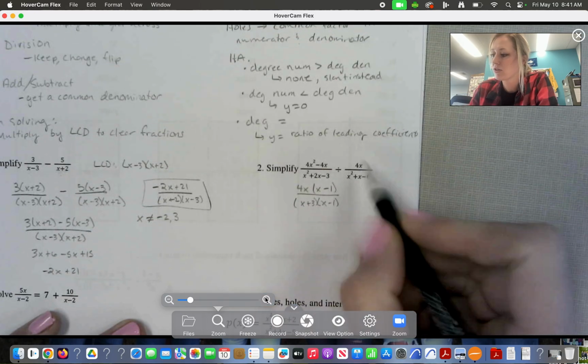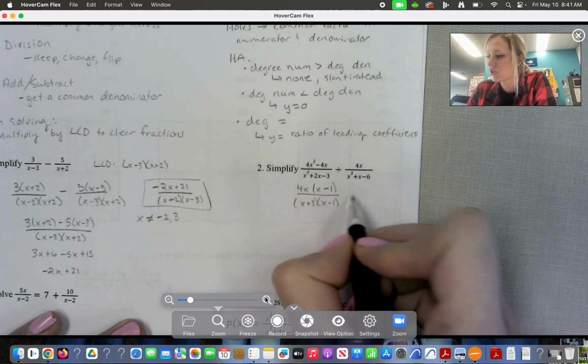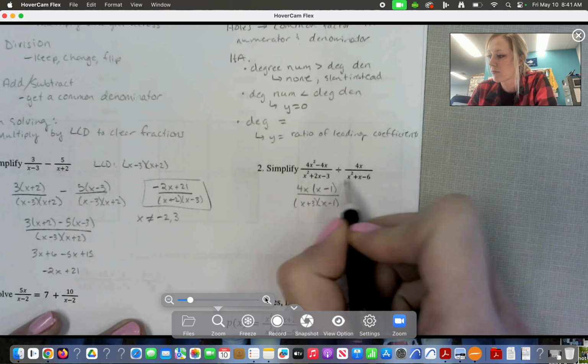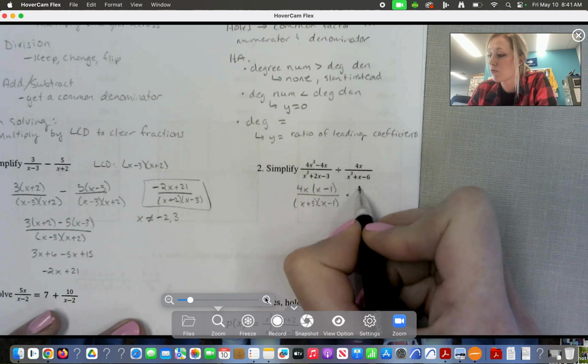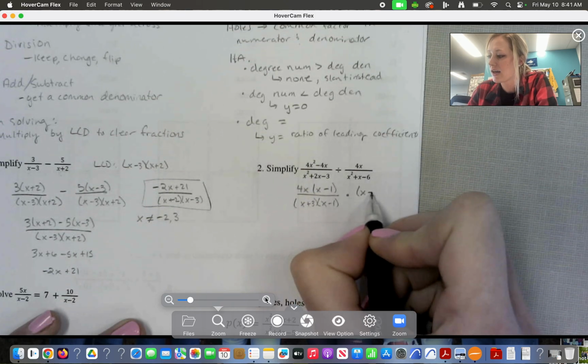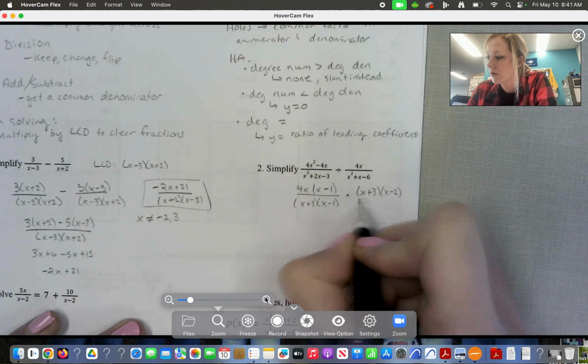Okay. I'm going to do the keep, change, flip right now. So I'm going to keep this first fraction as it is. I just have it factored. Changing to multiplication, I'm going to flip this one. So I'm going to factor this and put it in my numerator. Numbers that multiply to be 6 that add to be 1: x plus 3, x minus 2. And on the bottom we have 4x.